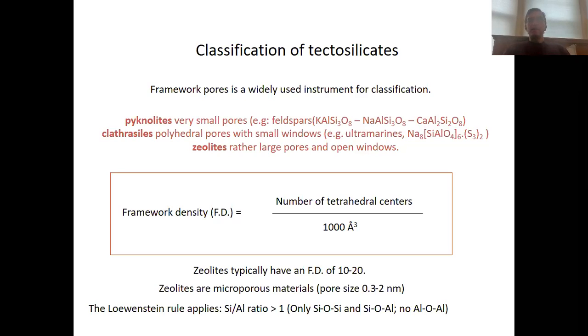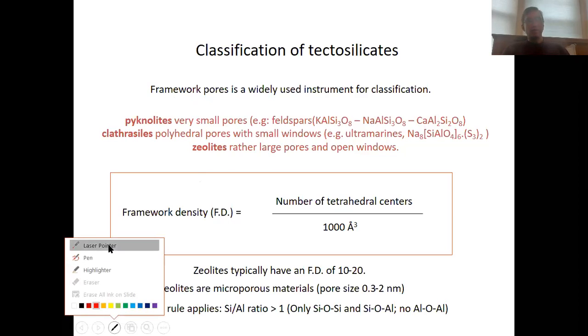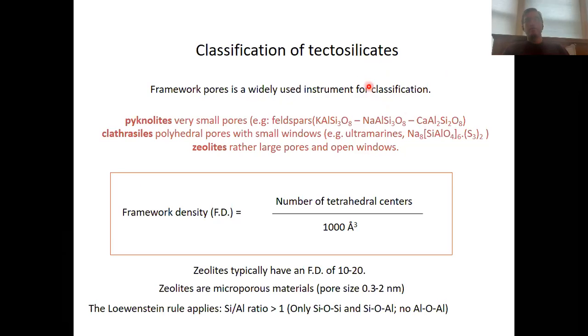Okay, so we know many tectosilicates. So how do we classify them? And the framework porosity is one of the most common ways how to classify them. So we know the so-called pycnolites, which are very small pores. So for instance, the feldspars are pycnolites. Remember, the feldspar is actually the most common mineral in our Earth crust. So these pores can only accommodate small cations.